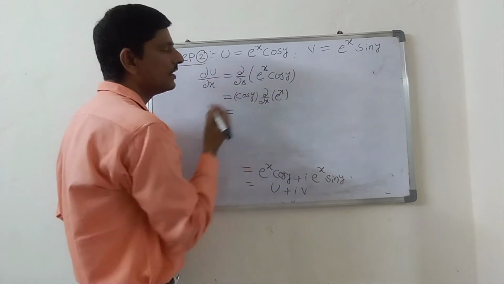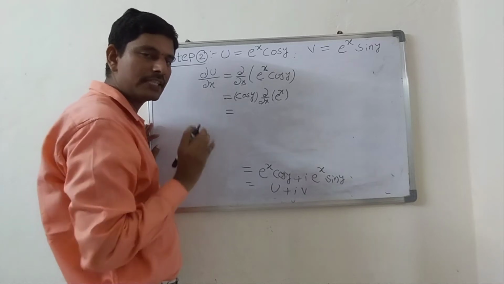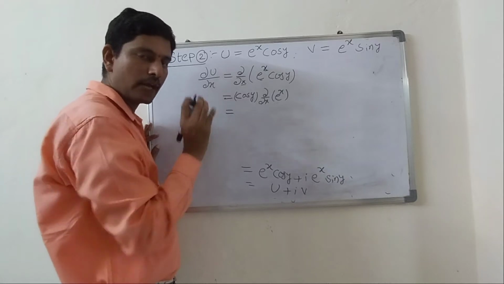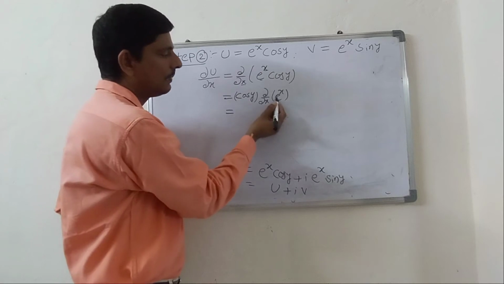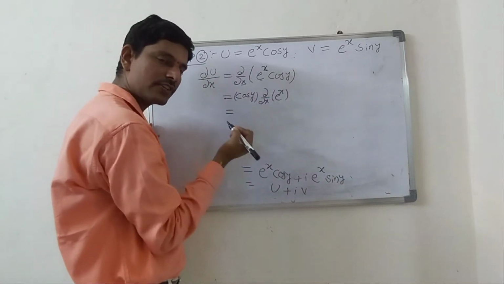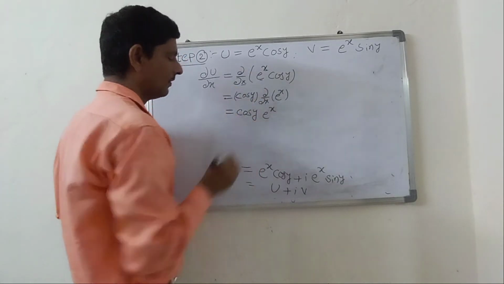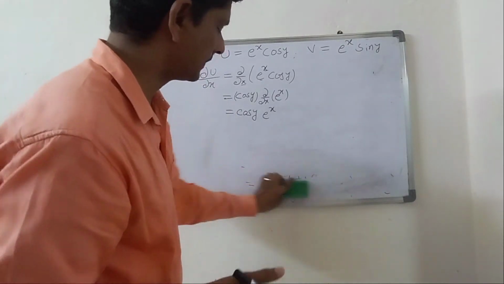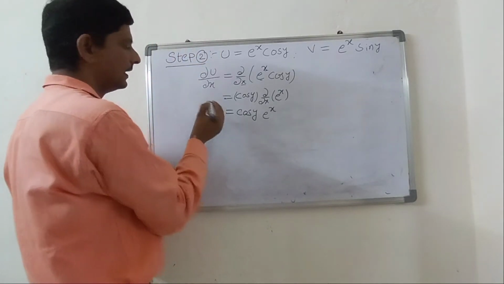What is the differentiation of e power x? You should know the formula of differentiation. At least the basic formulas you have to know. There are 26 basic formulas. I will give the formulas for you, but just remember in this problem e power x. So what is e power x differentiation? Yes, exactly, e power x differentiation is e power x only. So cos y into e power x. Now with respect to y, in short form we can denote it as ux.